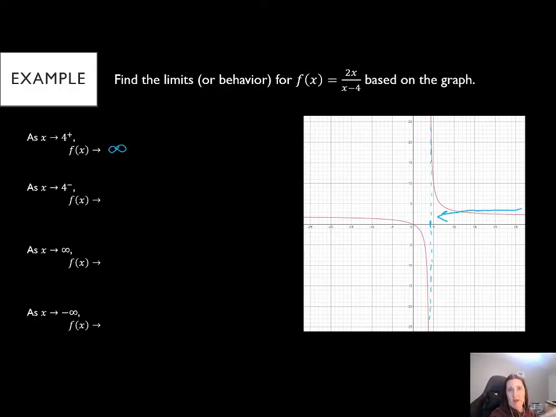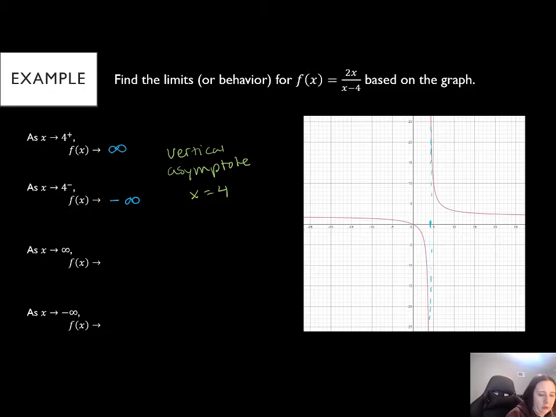Now, the next one says x goes to 4 from the negative side. That means we're coming from the left side going towards this line that I drew at x equals 4. And when you do that, our graph on that particular side of the line is going down, so that's negative infinity. And again, because the y values are going to infinity, this is what's called the vertical asymptote. And this asymptote is at x equals 4, at that line where it appears to go to infinity and negative infinity. So that's what makes it a vertical asymptote.